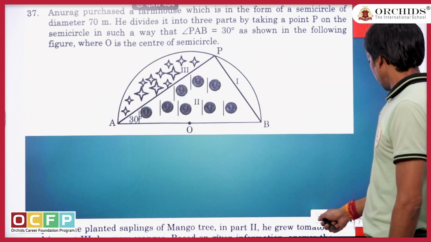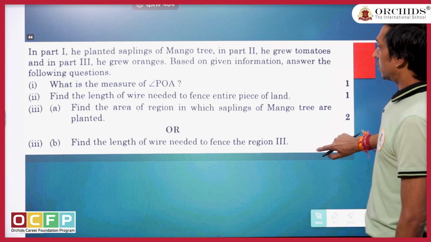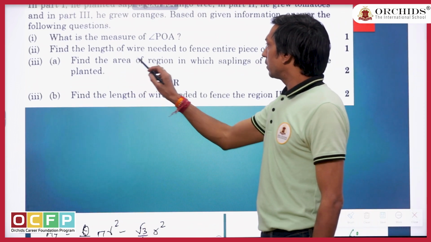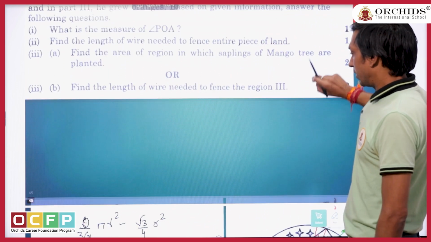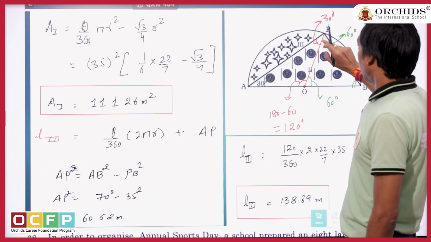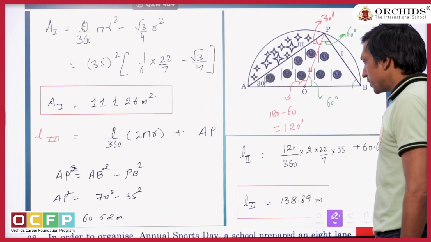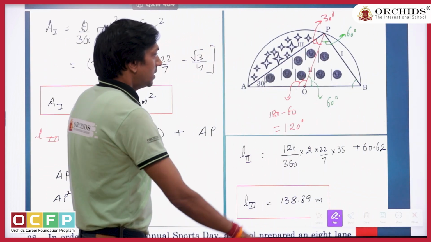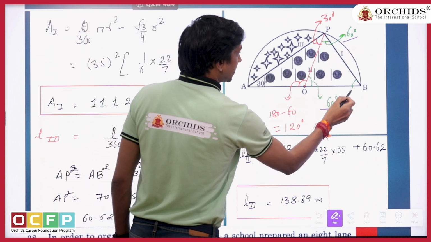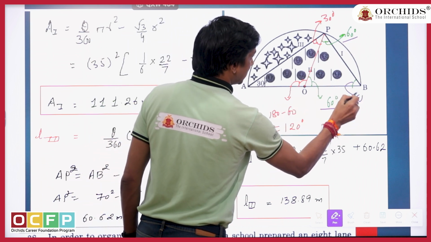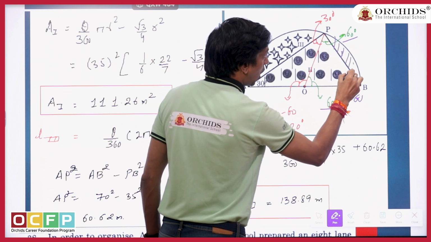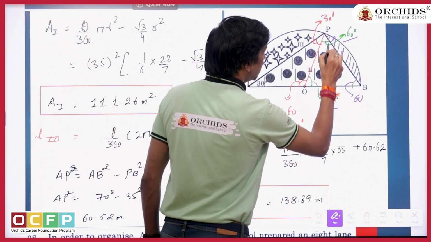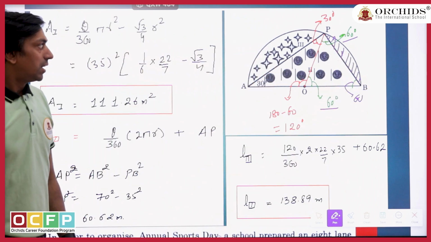So the second part is done. The third question is, find the area of the region in which the saplings of mango trees are planted. In order to find this area, let's focus on this figure. As we have proved earlier, this angle is 60 degrees, this angle is 60 degrees, so this angle is obviously 60 degrees, and this represents an equilateral triangle.